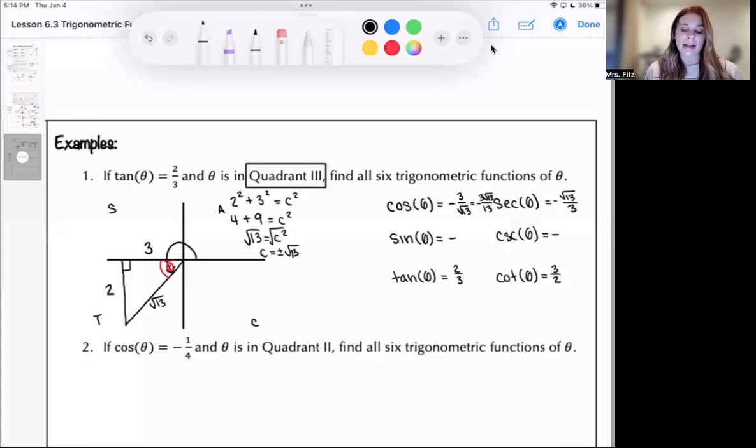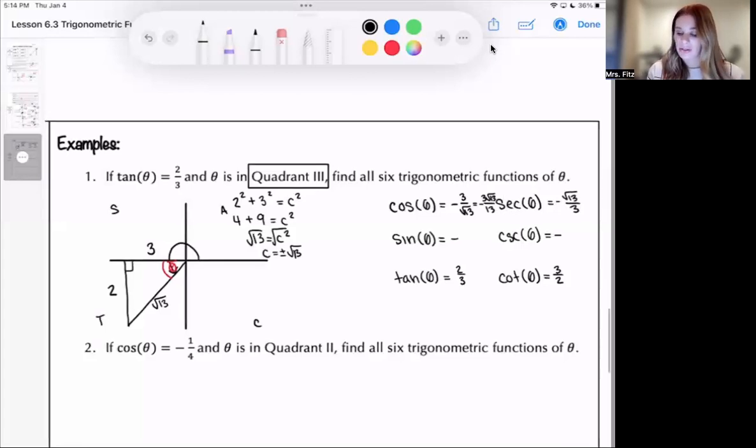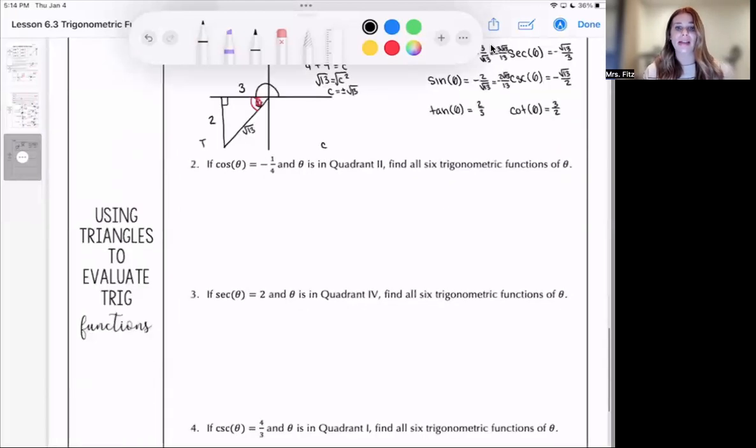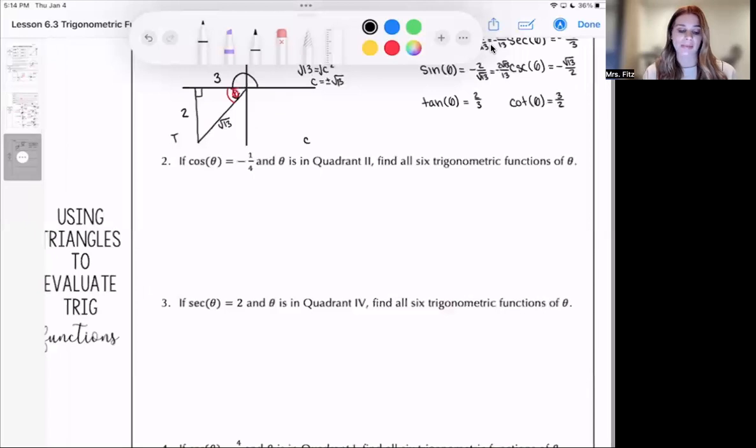Sine of theta is opposite, which in this case is 2 over root 13. If you rationalize it, you get negative 2 root 13 over 13. If you flip it, you get negative root 13 over 2 for cosecant. So that's the gist of it. Just be careful of what quadrant you're in so you remember to change the signs. Okay, let's do one more together, and then the other 2 I'm going to have you do on your own, and then you'll check your work on my website.